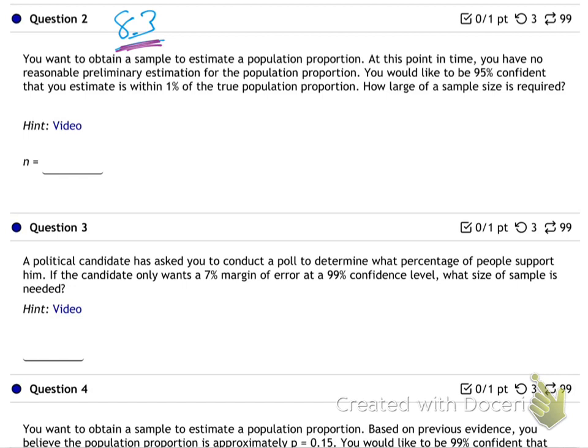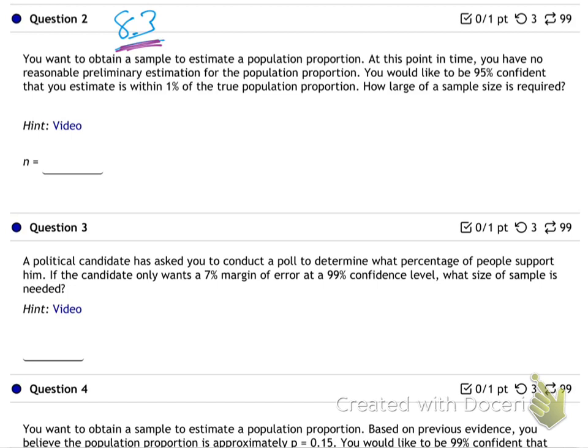How do you find the sample size? Look at this question here. You want to obtain a sample to estimate a population proportion. At this point in time, you have no reasonable preliminary estimation for the population proportion. You would like to be 95% confident that your estimate is within 1% of the true population proportion. How large of a sample size is required?